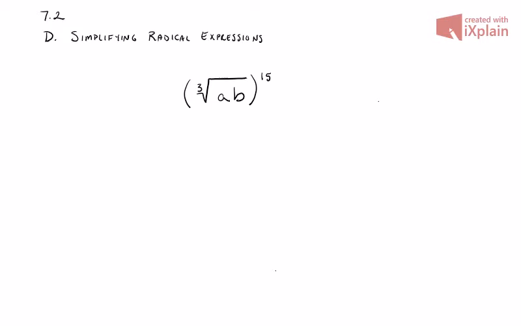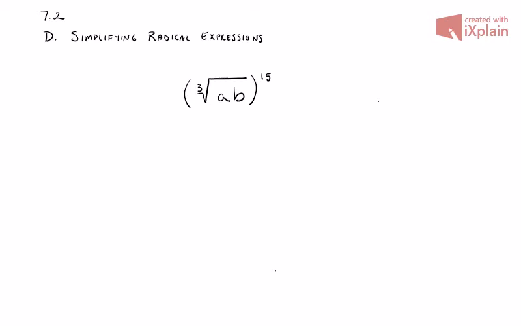We're going to dive right in, and I'm going to model a problem for you. Essentially, we want to see if we can simplify radical expressions, knowing that there's a tie between writing something in exponential form and in its radical form, and vice versa. In the problem we have here, we have the cubed root of AB being raised to a 15th power.